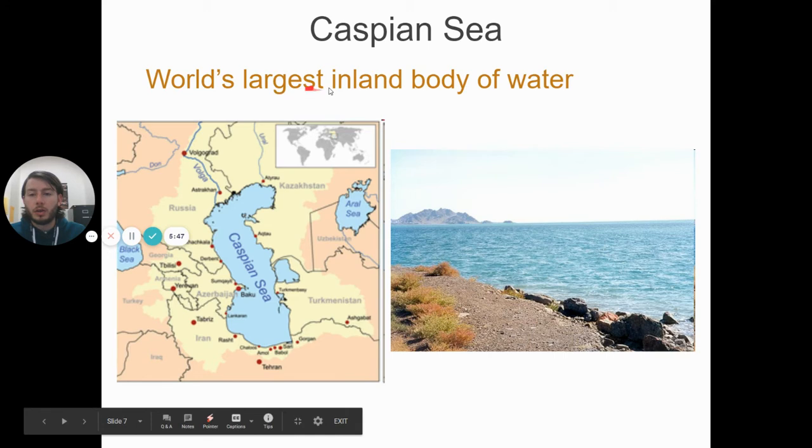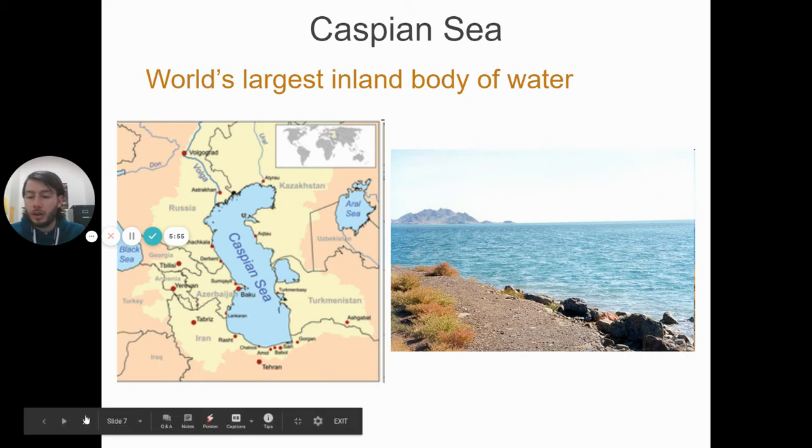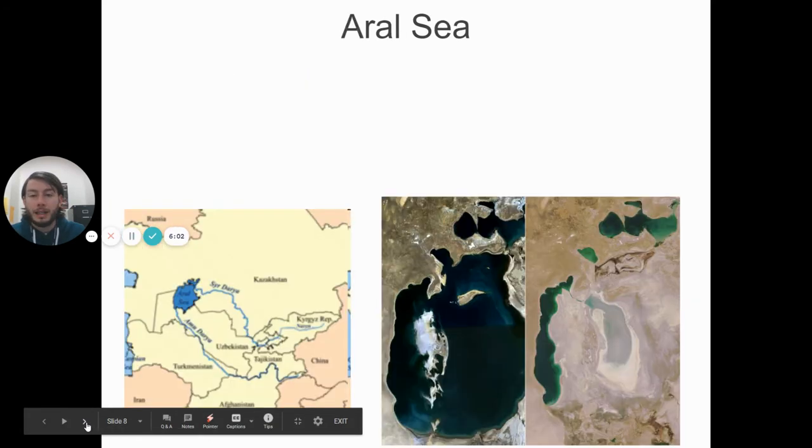Okay, the Caspian Sea, this is the world's largest inland body of water. You can see here, it's like the size of an ocean, but it's completely landlocked, which is really interesting. So it's called the Caspian Sea because of its size, but it's completely landlocked, which is pretty cool.